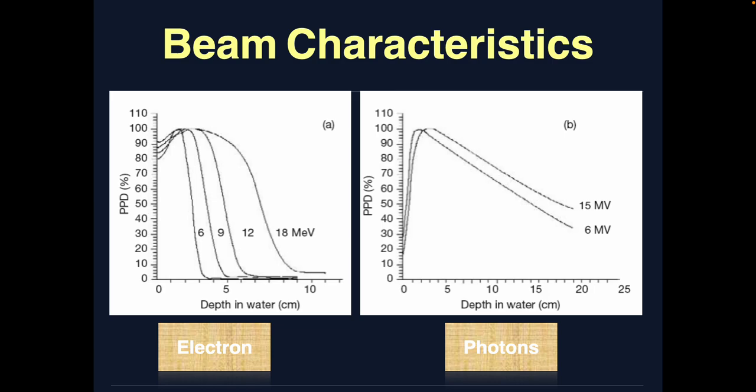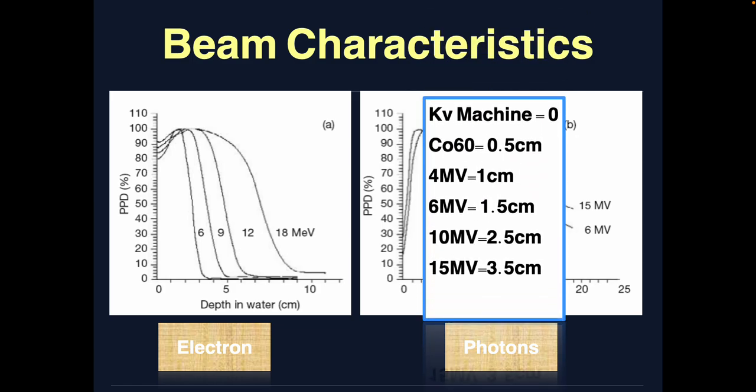The second point that I would like you to know is that the depth of maximum dose also cannot be predicted the same way as we do in the photon beam. You remember we have a rule of thumb for photons. For kilovoltage machines, the maximum dose would be at zero. Cobalt is 0.5, 6 MV 1.5, 10 MV 2.5, 15 MV 3.5. This is a very important exam question, by the way, and you have to keep it in your mind: 0.5, 1.5, 2.5, 3.5, and 4 MV 1 centimeter. Nowadays it is rare to see a linear accelerator of 4 MV, but in the past there were many of them. So I would just put it for academic reasons to make it complete: 0.5, 1, 1.5, 2.5, 3.5. But the same cannot be applied to the electron beam.